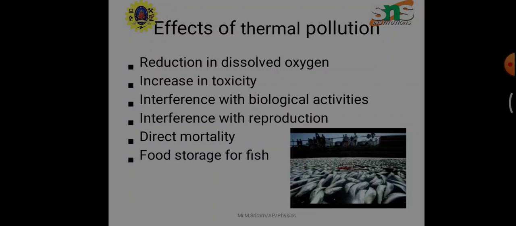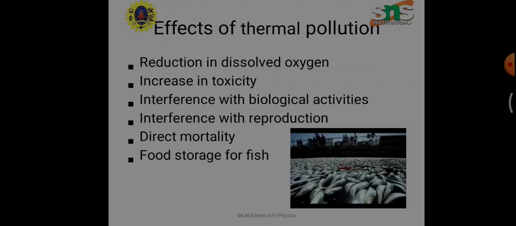Interference with biological activities. The temperature is considered to be of vital significance to physiology, metabolism, and biochemical processes, in controlling the respiratory rates, digestion, excretion, and overall development of aquatic organisms. And the temperature changes totally disturb the entire ecosystem. Interference with reproduction. In fishes, several activities like nest building, spawning, hatching, migration, and reproduction depend on optimum temperature.